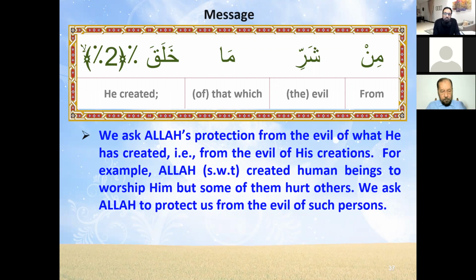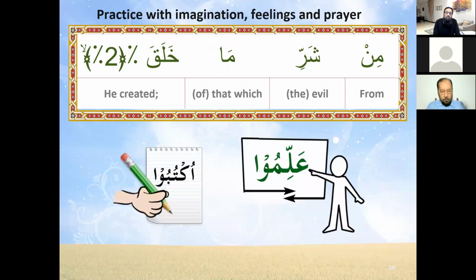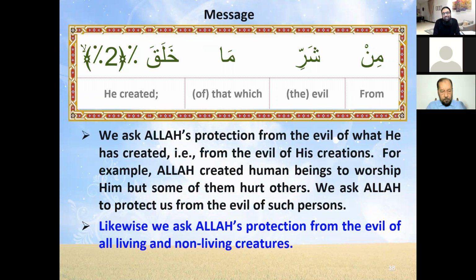For example, Allah subhanahu wa ta'ala created human beings. Unfortunately, some human beings hurt other human beings. We ask Allah subhanahu wa ta'ala to protect us from the evil of such people as well, and everything that Allah subhanahu wa ta'ala has created. Likewise, we ask Allah's protection from the evil of all living and non-living creatures, right? Trees, stones. Trees are, mashallah, living. Stones are not. So let's use that as an example.